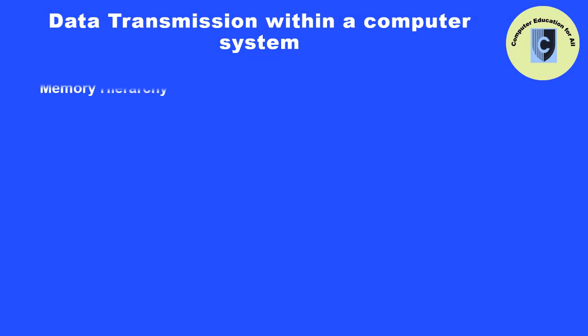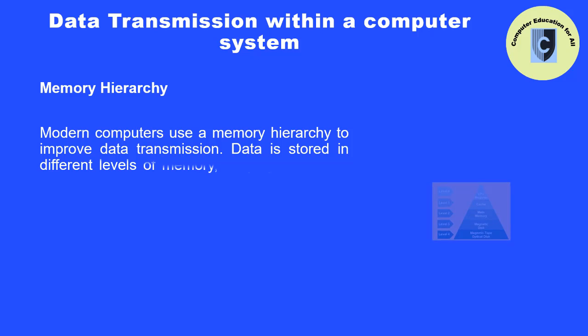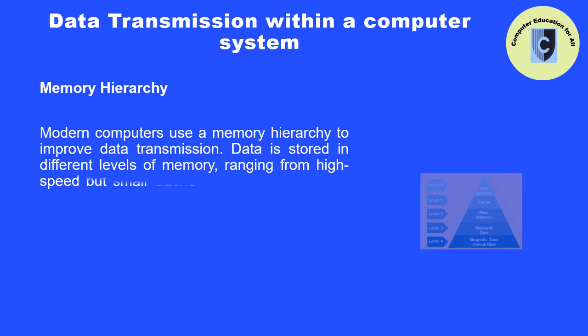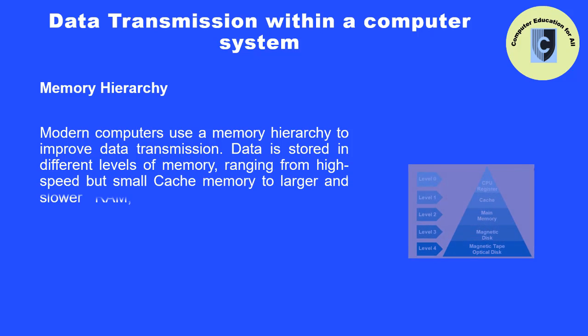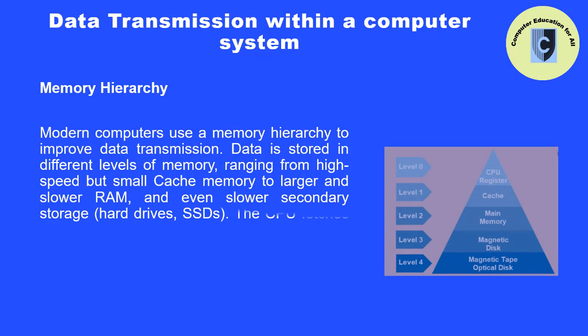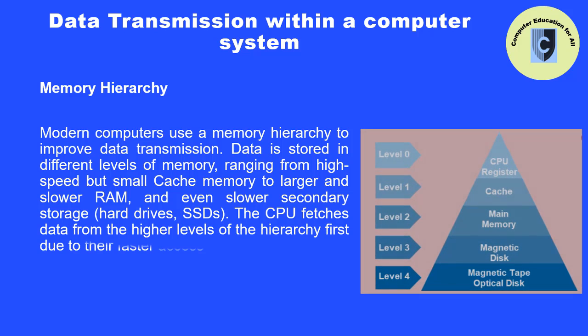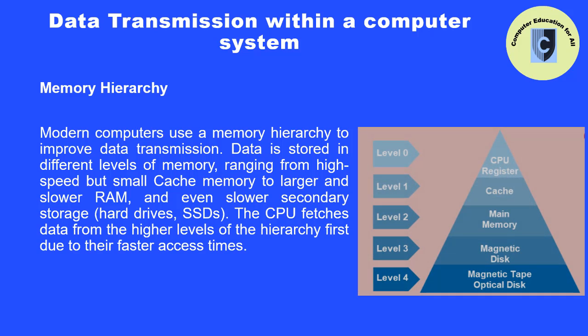Memory hierarchy. Modern computers use a memory hierarchy to improve data transmission. Data is stored in different levels of memory, ranging from high-speed but small cache memory to larger and slower RAM, and even slower secondary storage, hard drives. The CPU fetches data from the higher levels of the hierarchy first due to their faster access times.